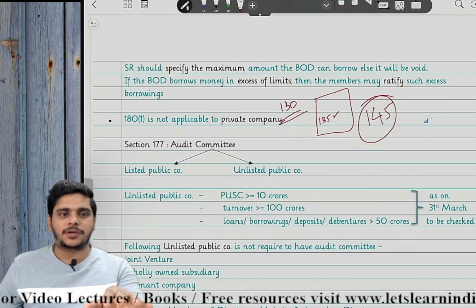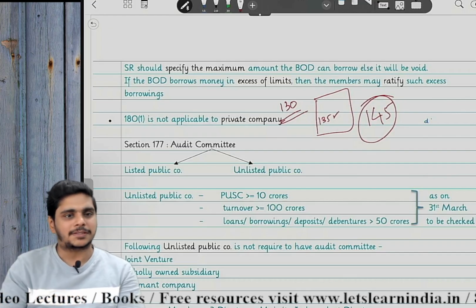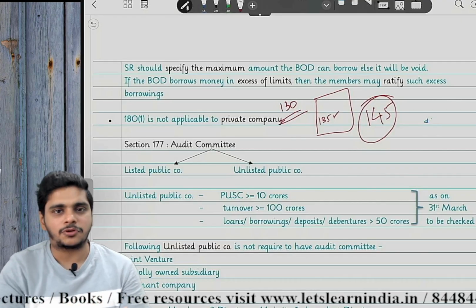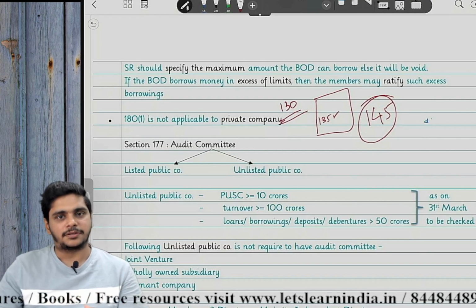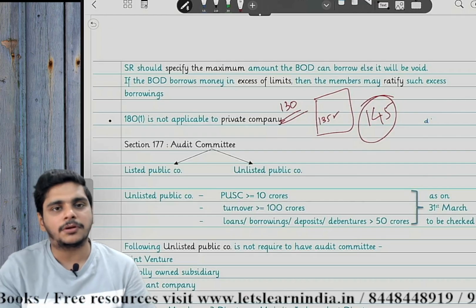Up to that limit, no tension, it is the board's power. If it goes beyond, you require SR. Even though you have borrowed and the SR was not passed, subsequently you can ratify it. That means subsequent approval is allowed. 181 is not applicable to a private company.